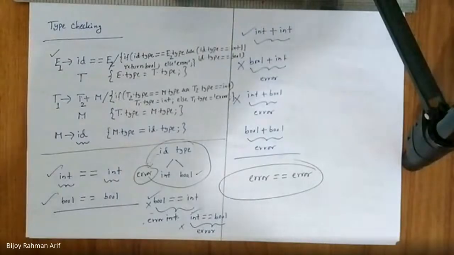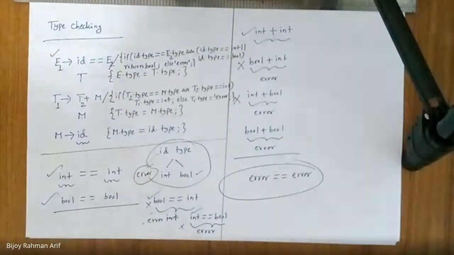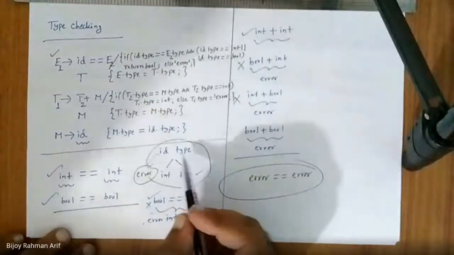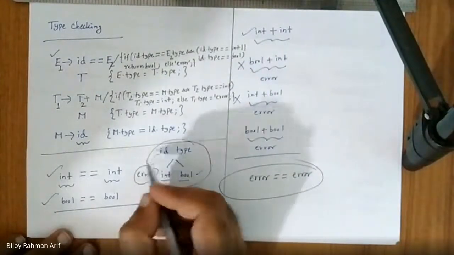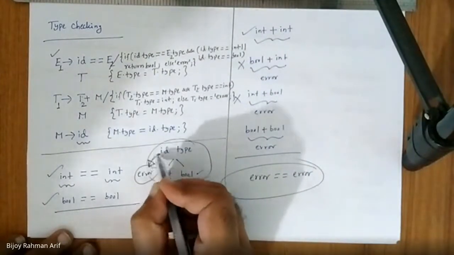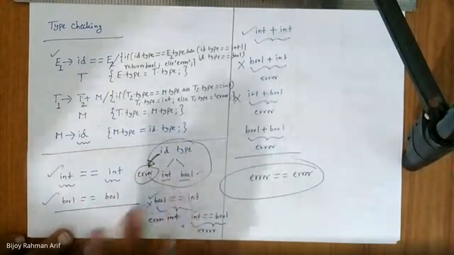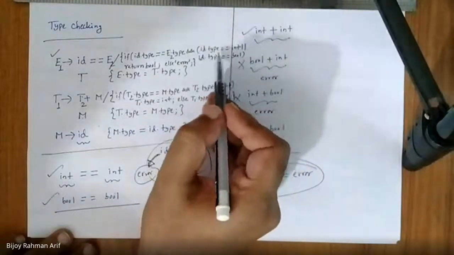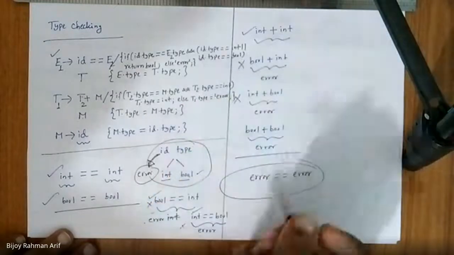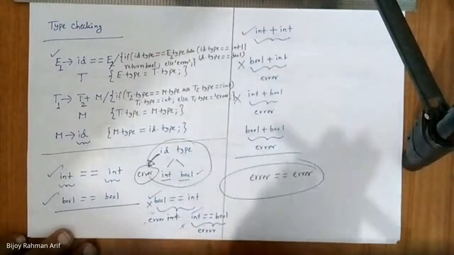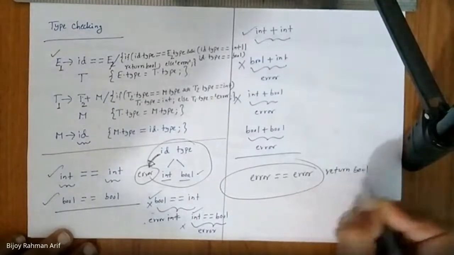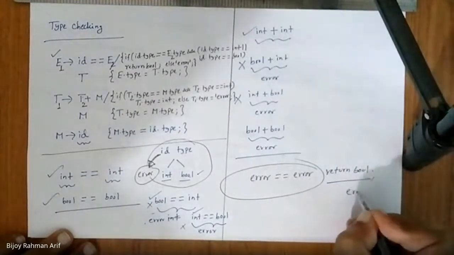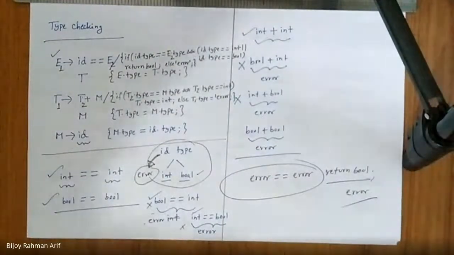Okay, sir, got it. No, make it clear. ID has two permissible types, integer and boolean. Somehow if ID becomes error beforehand, let's assume ID somehow becomes error. If you don't write ID type equal to integer or ID type equal to boolean, then what happens? Then error equal to error, you are also going to return bool. But it is not true. You need to return error because error cannot be compared with error. Is it clear to you guys?